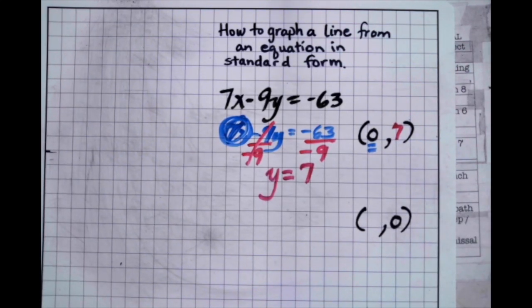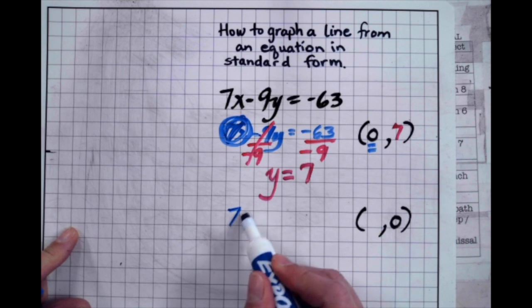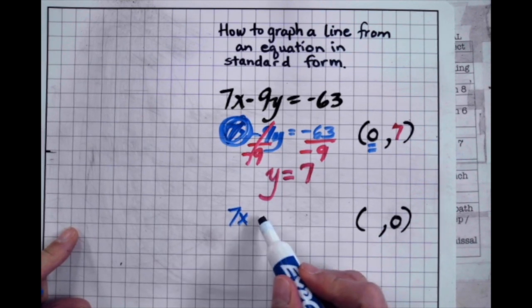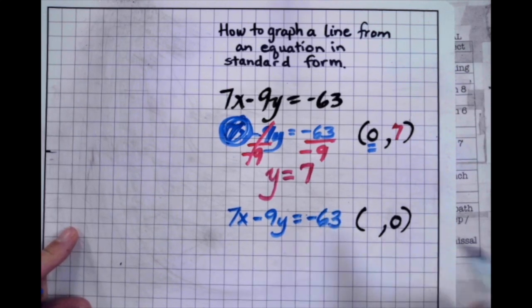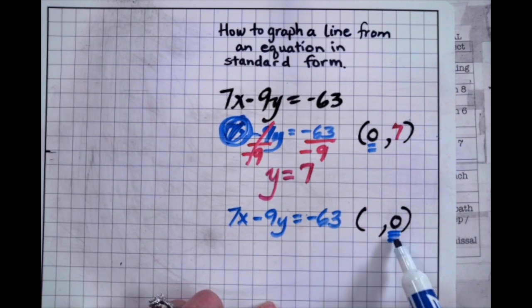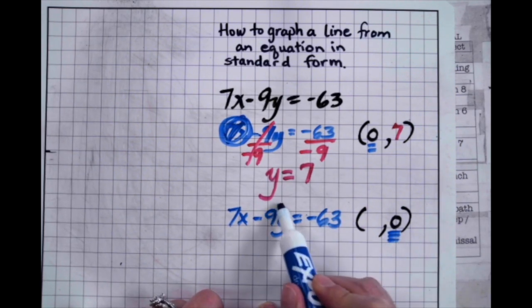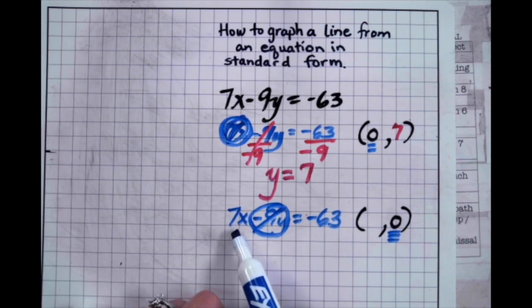Okay? Next, again, I'm going to rewrite my original equation, 7x minus 9y equals negative 63. And now I have a 0 in the y spot. So I'm going to make the y part, which is this right here, the whole thing, including the minus sign that's in front of it, a 0. So now if I read it, it says 7x equals negative 63. And I'm going to solve that.